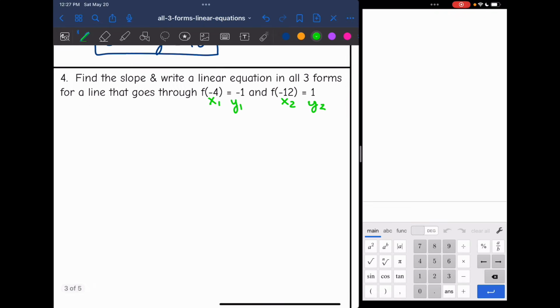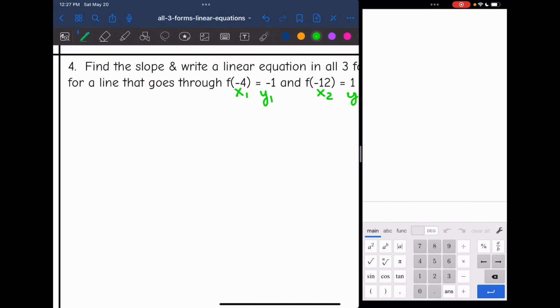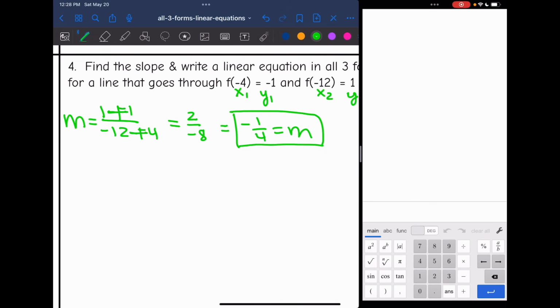So now that I have that straight, I can find my slope by plugging into slope formula. It'll be y2, so 1 minus y1, so minus negative 1, all over x2, which is negative 12, minus x1, which was negative 4. So 1 minus negative 1 is the same thing as 1 plus 1 or 2. And then negative 12 minus negative 4 is the same thing as negative 12 plus 4, which is negative 8. And 2 over negative 8 simplifies to negative 1/4. So there's our slope. It's negative 1/4.